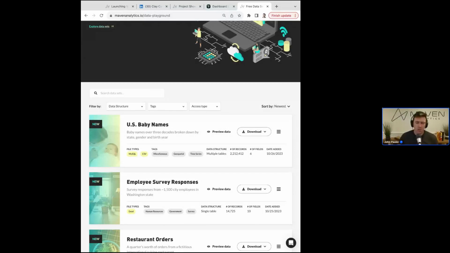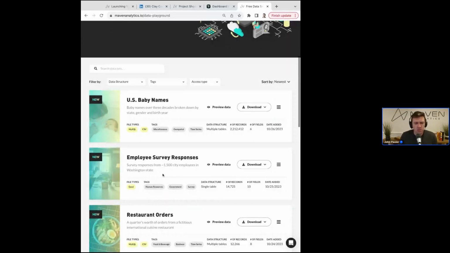So anybody can come here, go into these different data sets, see which one seems interesting to you, and then you can just download a CSV right here. So you could start using it in Excel. You could upload it to SQL. You could put it into Power BI. However you are planning to practice and analyze data, you can work on projects here.